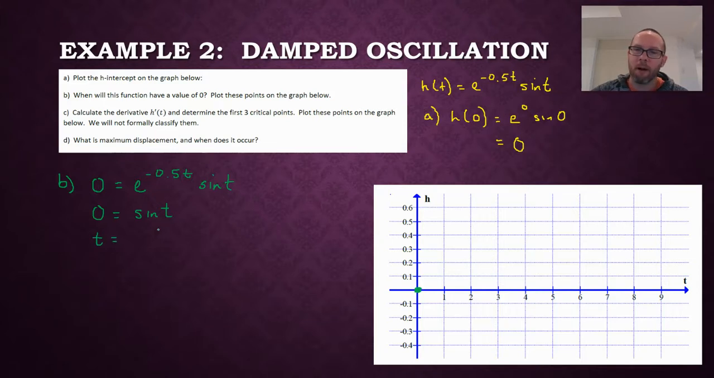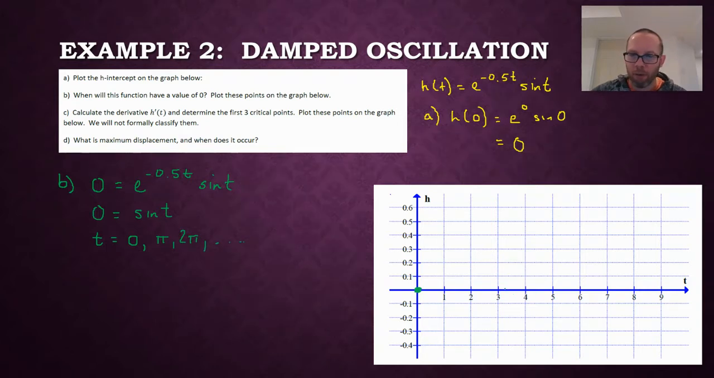And I should make a point too. In this question, because we have trig stuff and exponential stuff, that means we must work in radians, a dimensionless variable. So make sure your calculator is in rad mode. But in terms of when is sine t equal to 0, it's at 0 and then any multiple of pi, right? Pi, 2 pi, et cetera, on our graph.